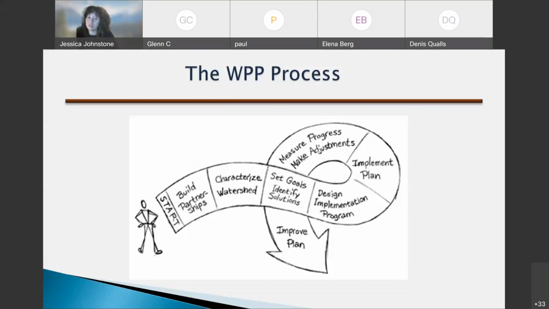Once you have that approval, you'll implement your plan, and as your implementation occurs over the years, you'll measure your progress and make any adjustments. And then later down the line, usually 5 or 10 years, we see plan updates still with the same stakeholder guidance and improvements to the new plan based on your new information.